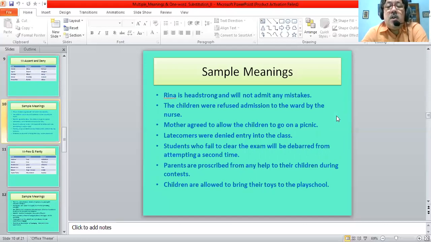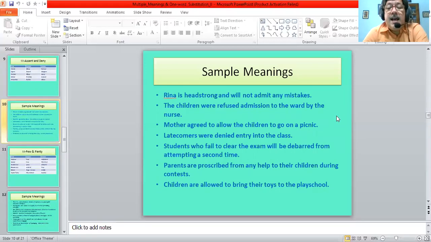Reena is headstrong and will not admit any mistakes. So she will not admit that she has made any mistake. The children were refused admission to the ward by the nurse. So refused. So they were not allowed to enter into the ward by the nurse.